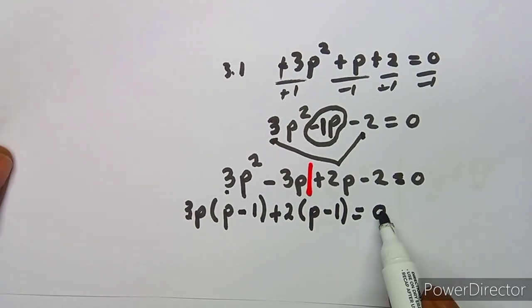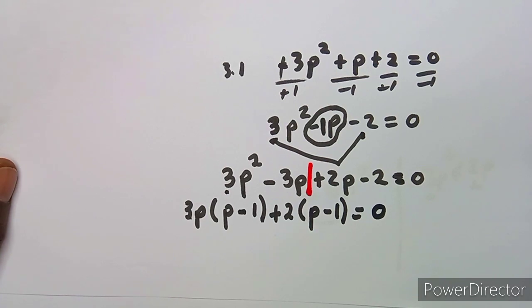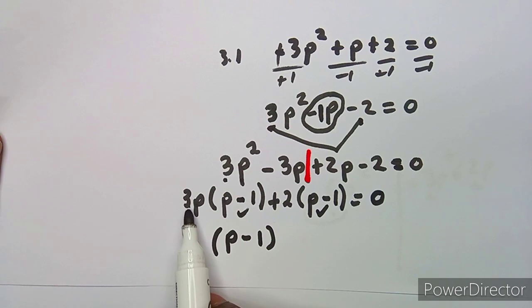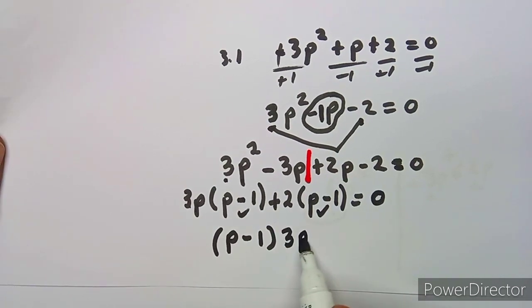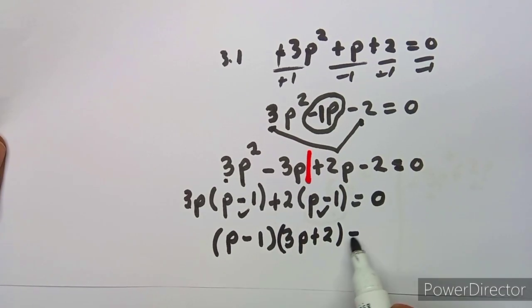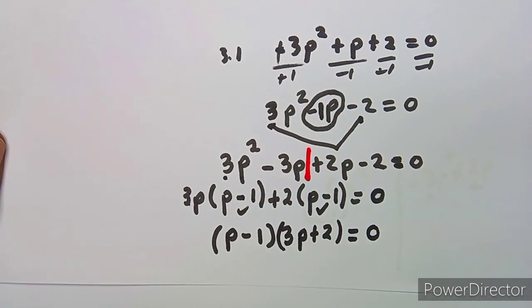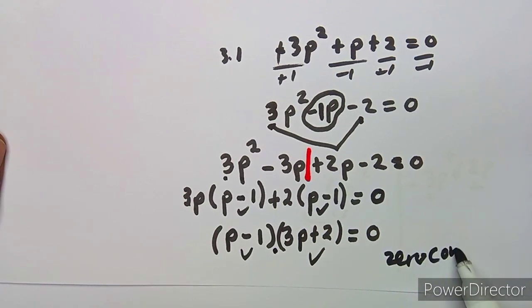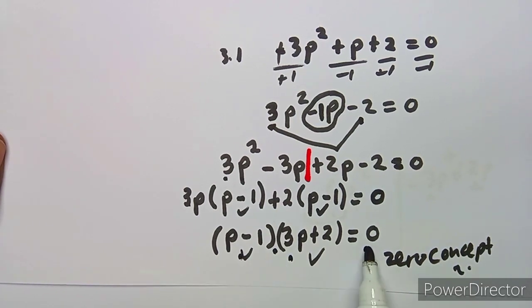So you are always writing is equal to 0 because this is an equation, although it is under the factorization method. Now p minus 1 is common, so you factor out p minus 1, and you are left with 3p plus 2, equal to 0. That is the factorization method, where we now use the zero concept because we are left with two brackets multiplying each other. So this bracket is equal to 0 and this bracket is equal to 0.